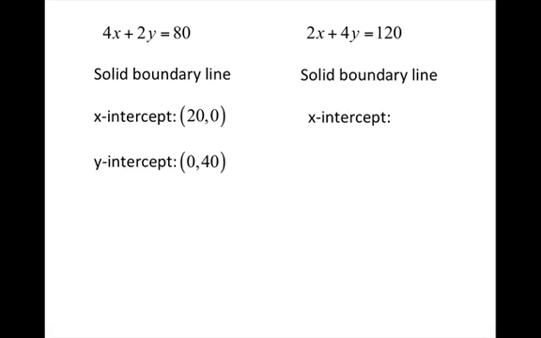For the x-intercept, we let y be 0, so this gives us 2x equals 120. If I divide 120 by 2, I get 60, so this is the ordered pair 60, 0. For the y-intercept, let x be 0, so I have 4y equals 120. If I divide 120 by 4, I get y is 30, so the y-intercept is the point 0, 30.